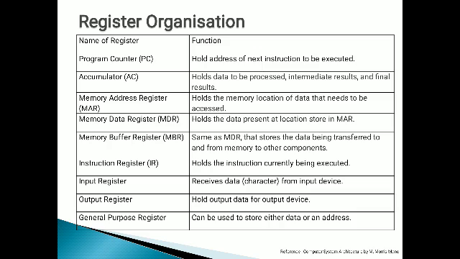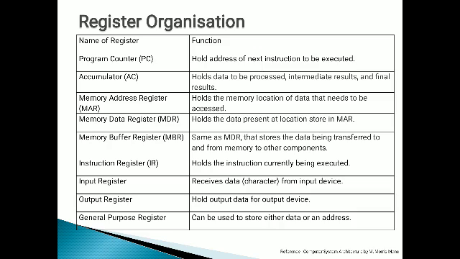First one is program counter. It always holds the address of next instruction to be executed. Accumulator AC, it holds the data to be processed, intermediate results, and the final results. Memory address register, that is MAR, holds the memory location of data that needs to be accessed.